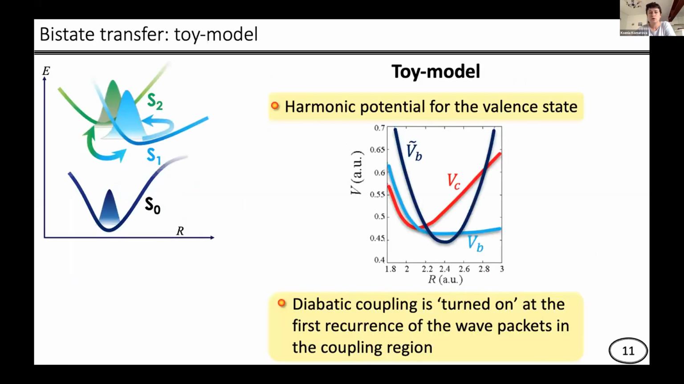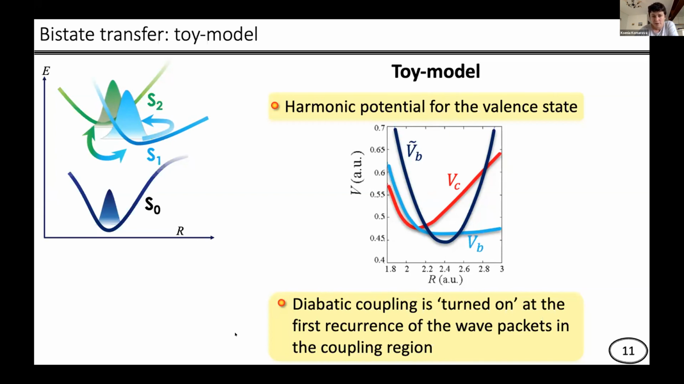But before going to the details of this parameter time dependence, let's build a toy model where this Gaussian approximation will be actually not approximately good, but good. So we build a toy model where we replace the anharmonic potential of the valence state by a shifted but harmonic potential. So we shift it to almost the same minimum as the shallow valence potential. The coupling is pretty much, okay, it's close. The Rydberg state potential is the same.